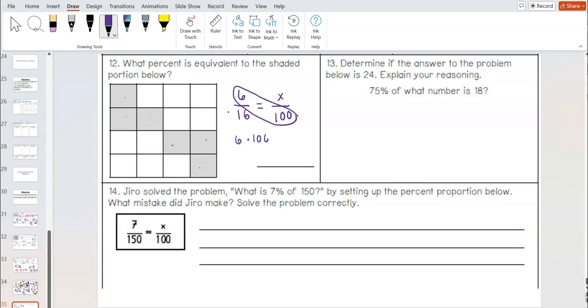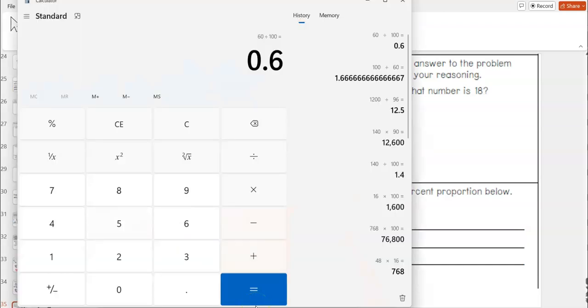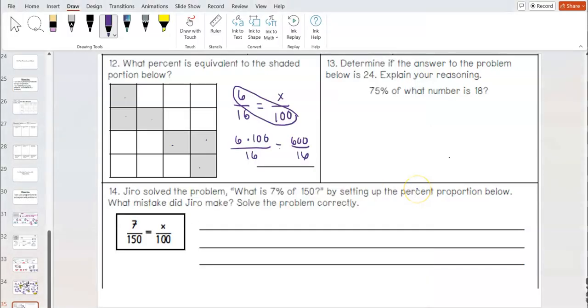We're going to do 6 times 100 divided by 16. That's going to get me 600 divided by 16. I'm going to use a calculator for ease right now. 600 divided by 16. And I'm going to get 35. Wait, was that 35? 37.5%. Okay, I can do that with long division as well, very easily.